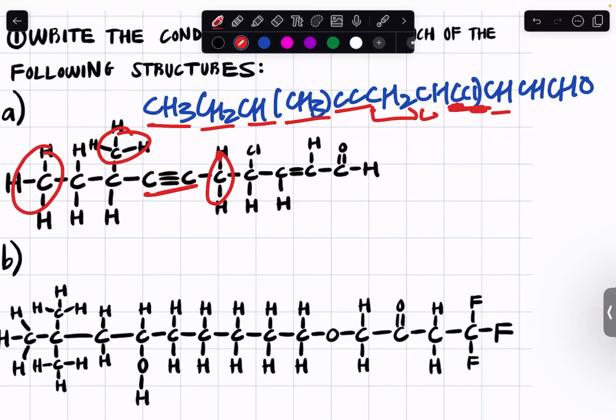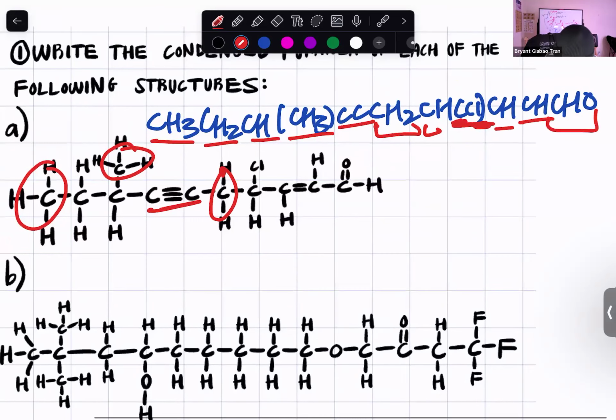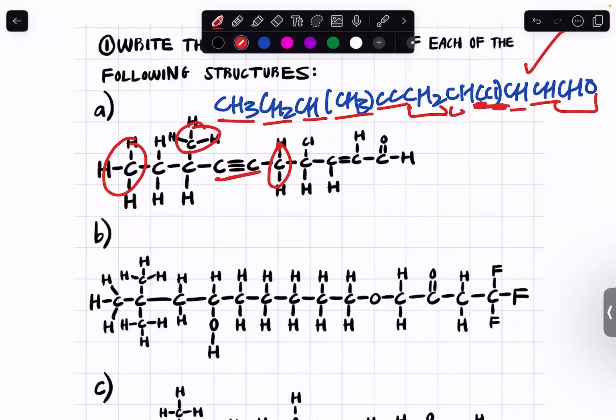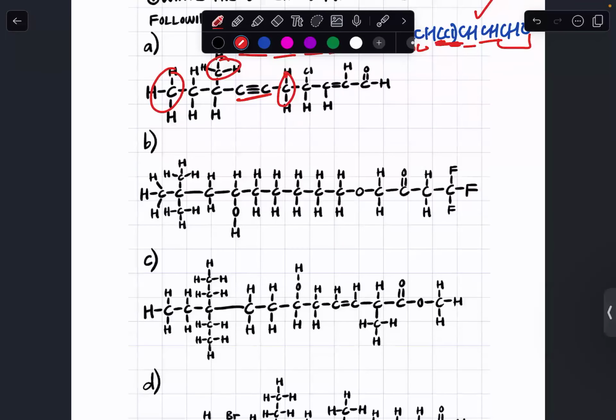CH right here, and then CH because we have a double bond, and then the aldehyde CHO. Yeah, nice. The first one is good. You got it. Okay, thank you. Let's see your second one.